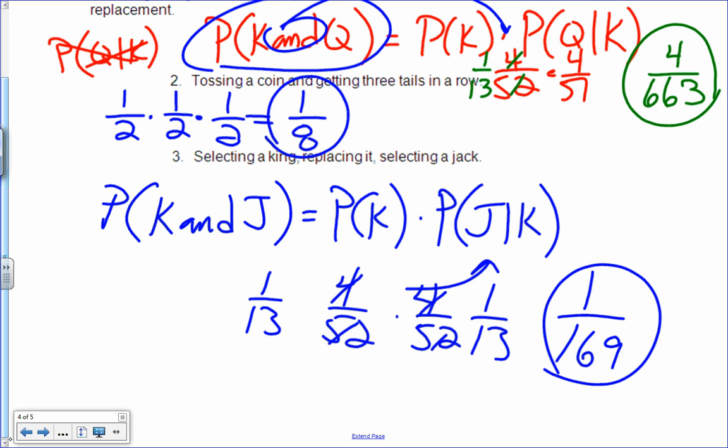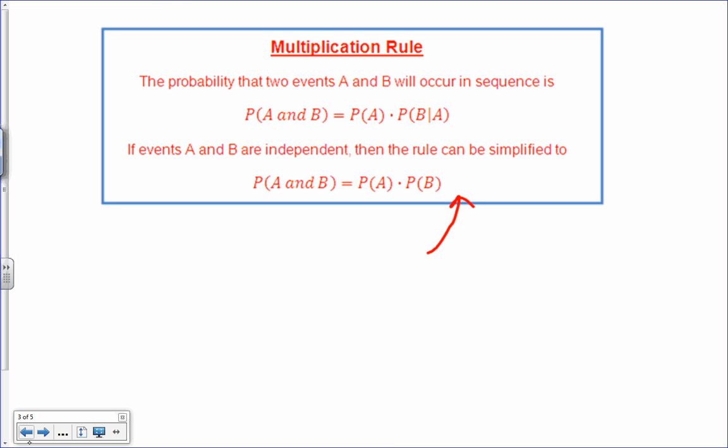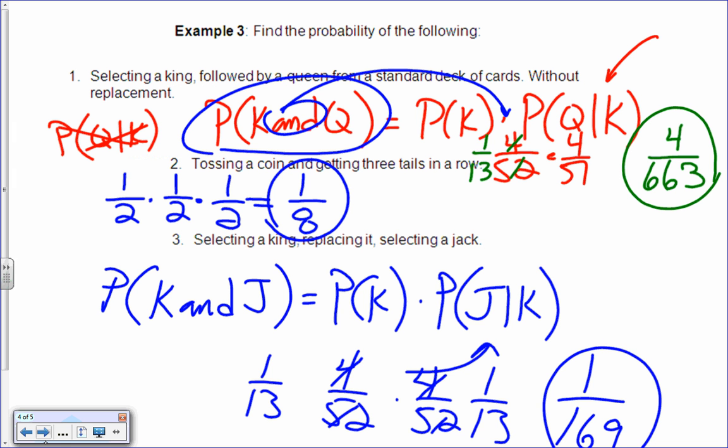Yes, we have a question. Ah, very good. Someone said in that last one, could I have written probability of king times probability of jack? I could have, because look back at your rule. If I know they're independent, do I have to worry about that whole "given this" thing? No. And should we have known in this last one that they were independent of each other? Yeah, so we could have just jumped and just done that, exactly. That's why that works, right? Because it doesn't affect it.